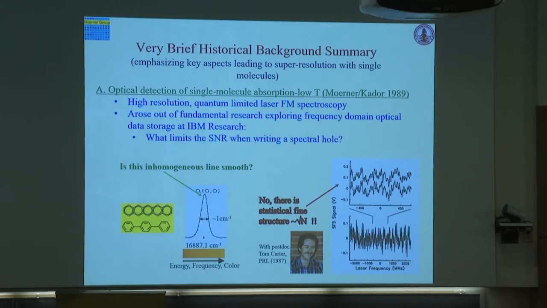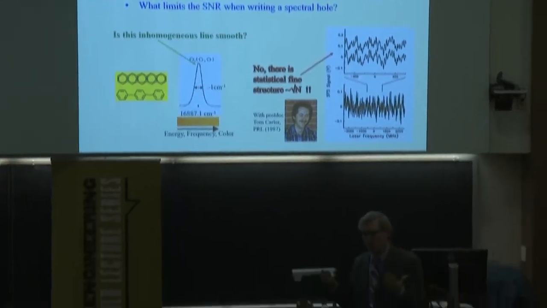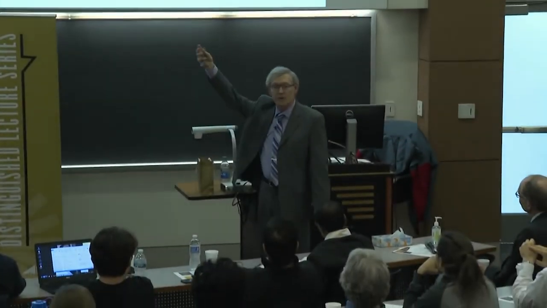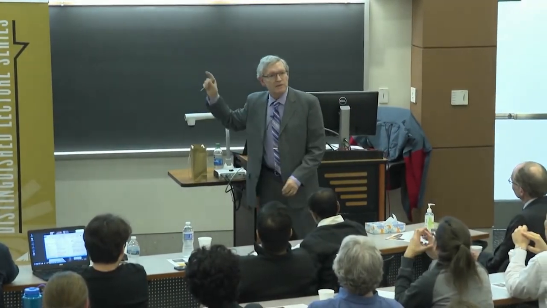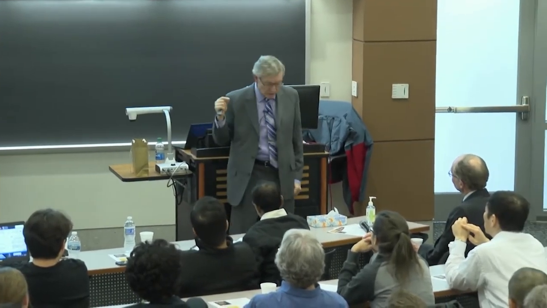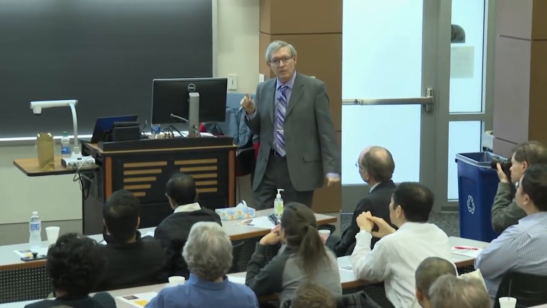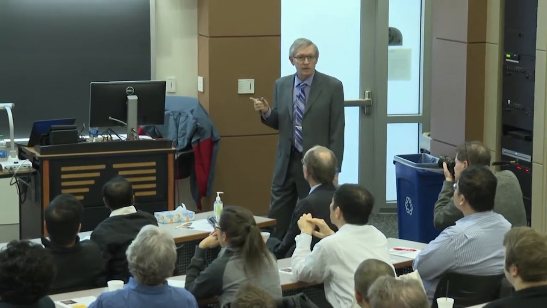And so we called it statistical fine structure because its amplitude scaled as the square root of the number of molecules in resonance. Think about that for a minute. You know, most spectral features scale linearly with the number of molecules. You put 10 times more molecules, you get 10 times more absorption. This is a feature whose amplitude changes as the square root of the number of molecules because it's coming from that statistical effect that I just described.